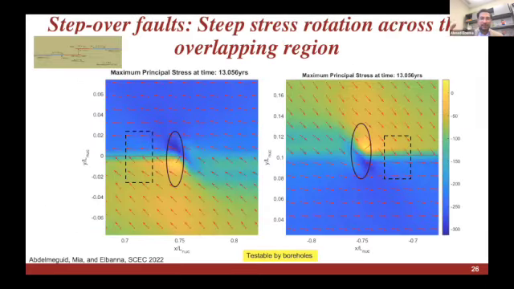And finally, we also see a very steep change in the stress rotation as we approach this step-over region. So outside the fault step-over region, we get the background tectonic stress. But as you approach, for example, the horsetail region here, you get tensile stresses. And within this overlap region, you actually get a strong rotation in the stress field. So over small distances, you can get rapid changes in the stress rotations, which can also be tested through borehole breakouts, etc.